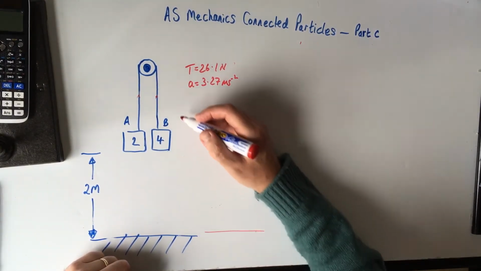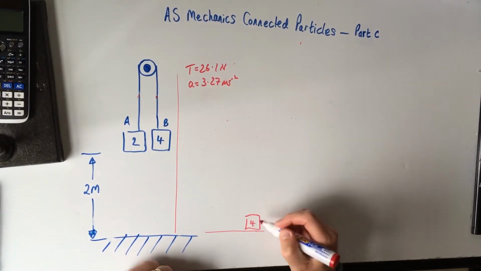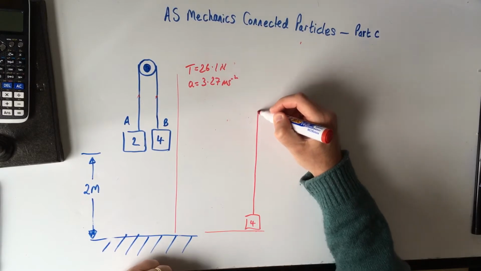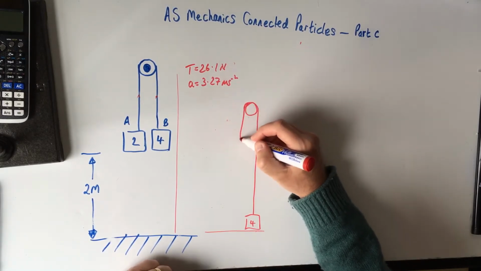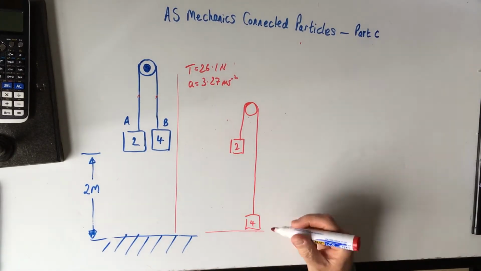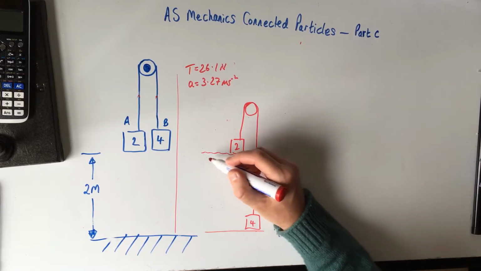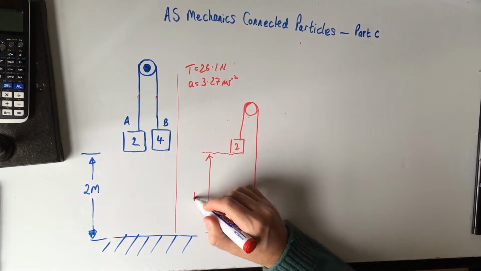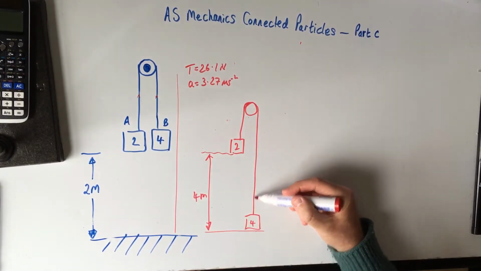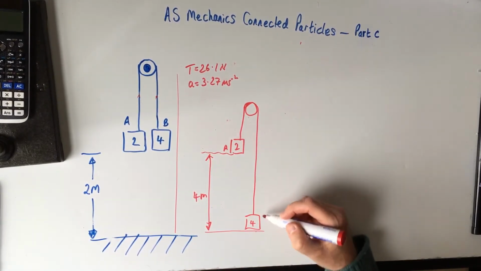I'm going to draw it here now. B hits the floor, there's B, and this comes up over there, there's the pulley, and we're up to there. So the 4 kilograms hits the floor and the 2 has gone up. At that point, that, of course, is 4 meters, isn't it? Because that's gone down 2 meters and A has gone up 2 meters.